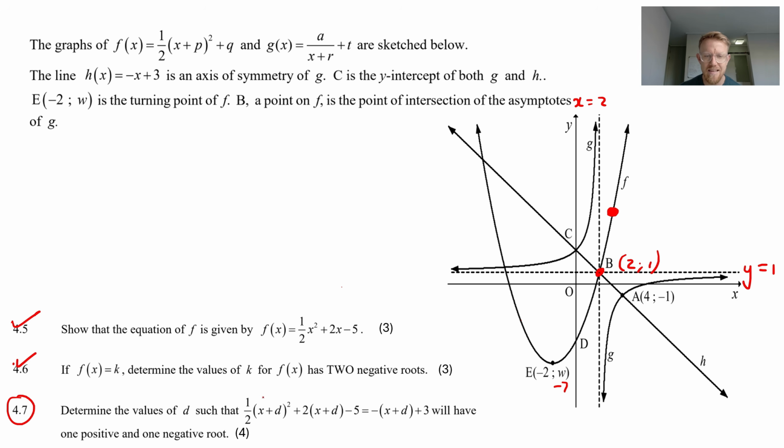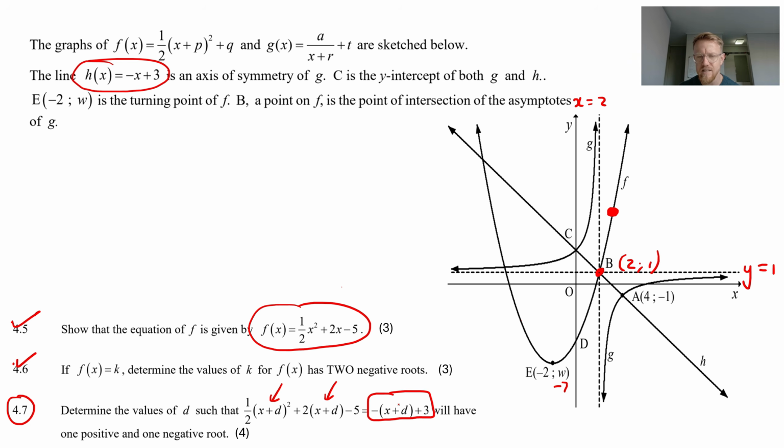So can you see that this is actually the equation of f, but all that they've done is they've just changed the x to x plus d? Okay? And then can you see that this is actually just the equation of h, and all that they've done is they've changed all of the x's to x plus d. So you need to remember what that does to a graph.